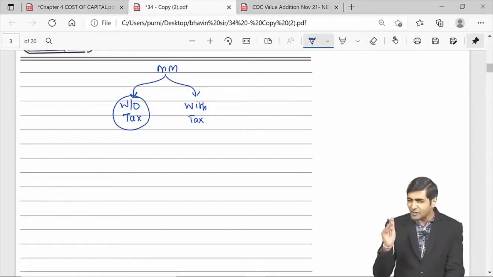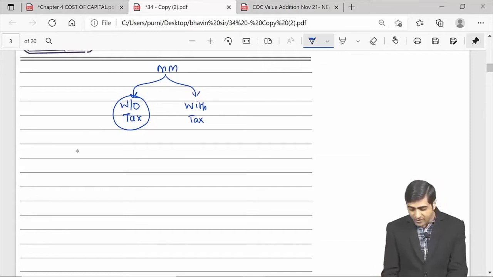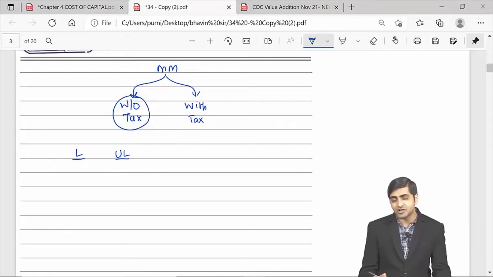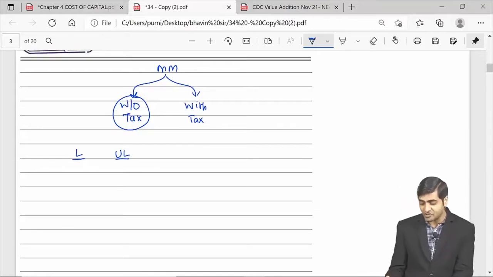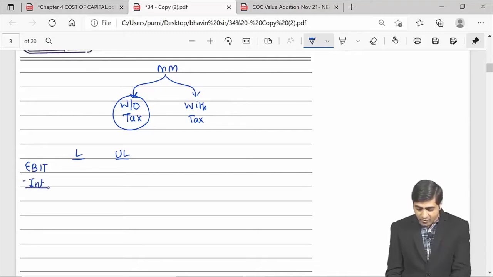So first of all, what you have to remember in the without tax case is that suppose there are two types of companies, one is your levered company, another is your unlevered company. Levered company will definitely have debt in the capital structure, unlevered company will not have debt in the capital structure, there will be only equity. And if you prepare the income statement by taking EBIT minus interest, you will be getting your EBT or your dividends.